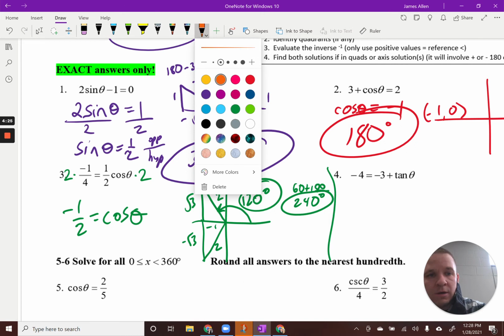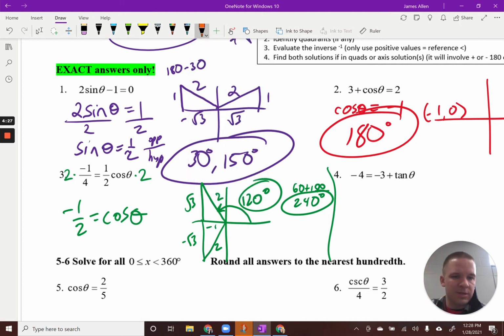I'm going to go with an orange. All righty. So once again, we're going to isolate the trig function first. So I'm going to add 3. That gives me -1 is equal to tangent of theta.